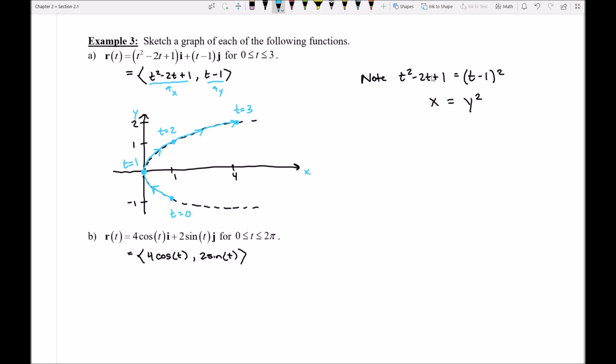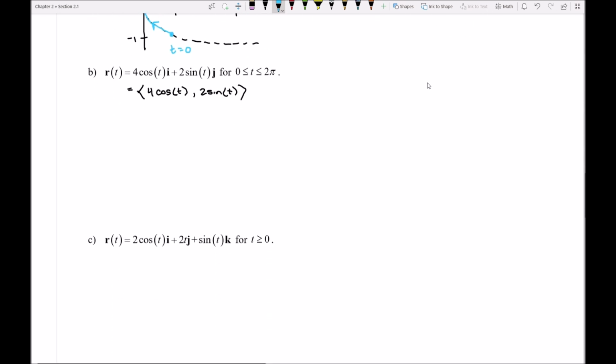So sometimes we can be aware of these little connections between x's and y's that can help us understand what a curve looks like. All right, let's look here at part B. In part B, we're going to recognize something really interesting, because the components of this vector function are really important ones. They're going to pop up a lot this semester, and we really want to make sure we understand what a graph is going to look like when it has this kind of cosine component and a sine component. If we take a look, we could start by thinking about plotting some different points.